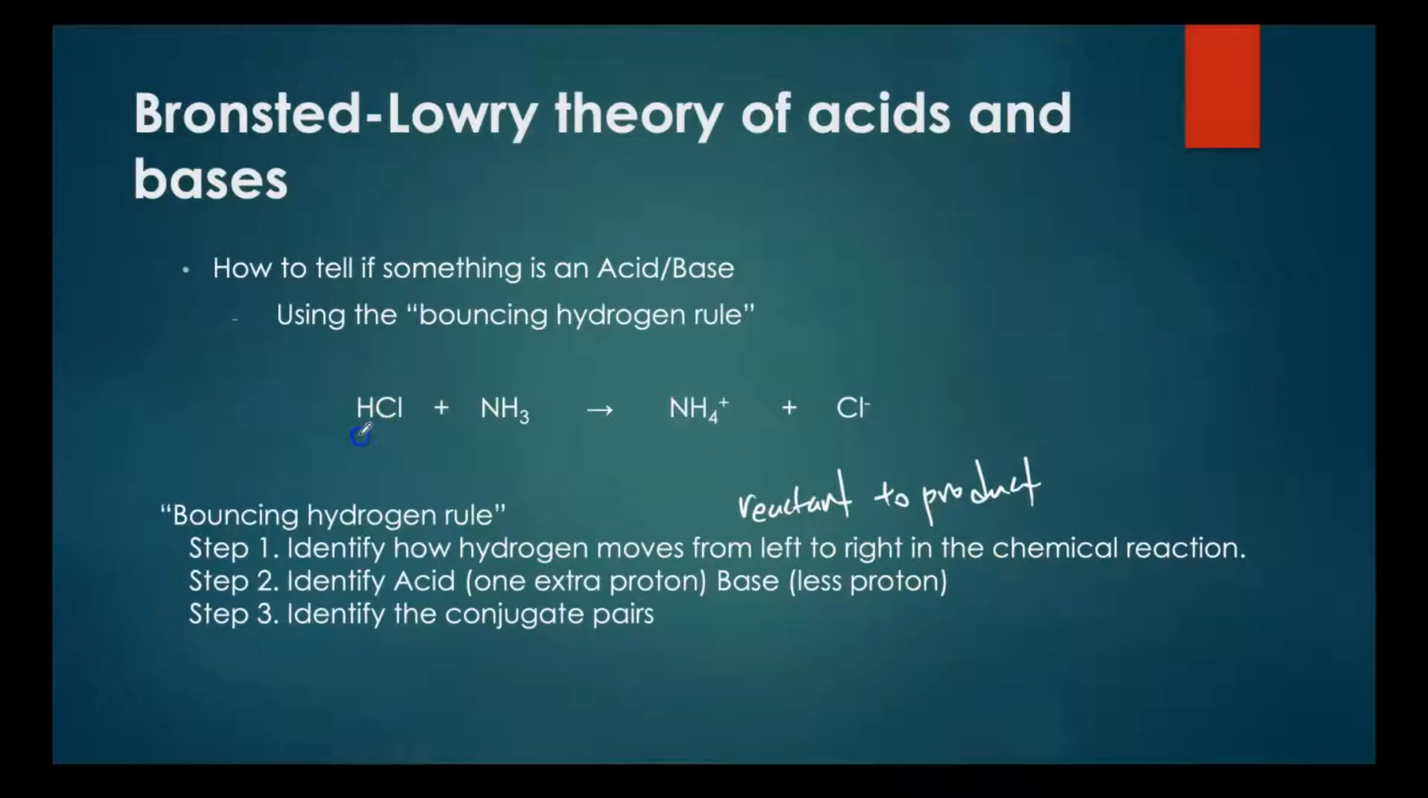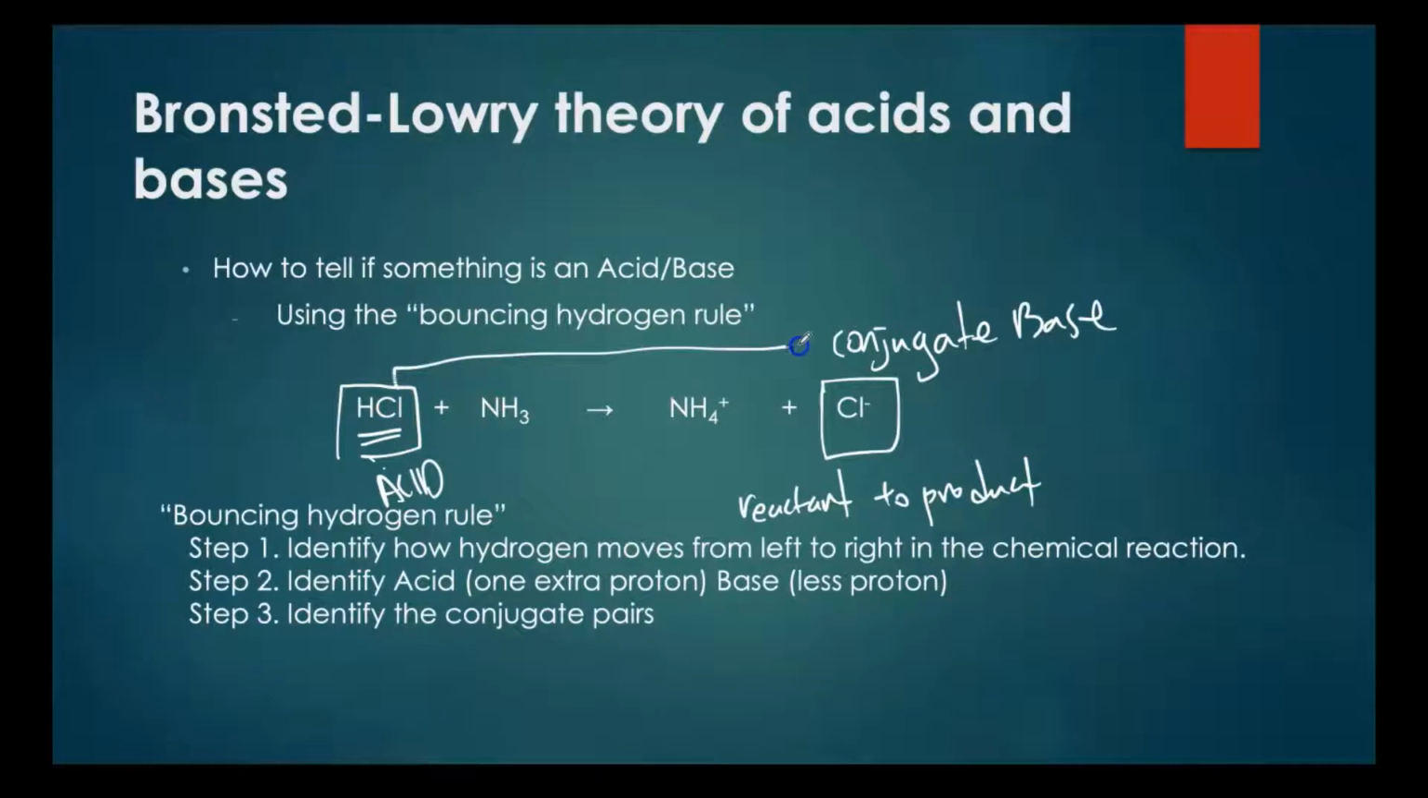If you look at this one, hydrochloric acid, HCl, it's very obvious. You can see there's one less proton with this ion, so we can say this is giving off a hydrogen. And this one has one less proton than this reactant, so we can say this is the acid and this is its conjugate base. So it's a conjugate pair. This is how you use the bouncing hydrogen rule.